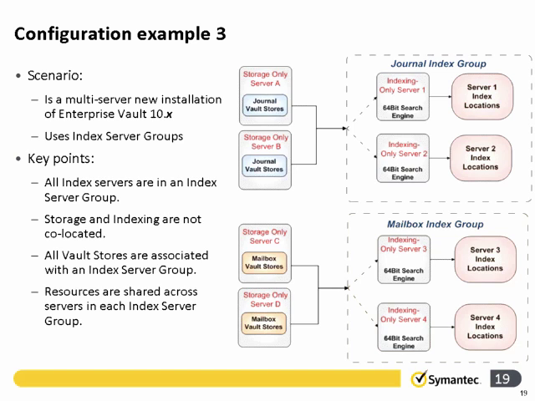So now you can see in the top picture I've created one index server group called Journal Index Group, and it has indexing only server 1 and indexing only server 2 in it. In the lower picture I have another index server group named Mailbox Index Group, which has the indexing only server 3 and the indexing only server 4. Once again, I need to associate the index locations and vault stores with indexing servers in order to be able to have indexing occur. So I have my storage only servers, A, B, C, and D, and A and B are going to be dealing with journaling, and C and D will handle my mailbox archiving.